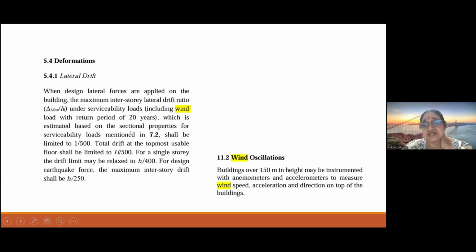Also, IS 16700 says that if the building is over 150 meter in height, then the wind parameters, like wind speed and direction, have to be measured, and even the acceleration at the top of the building and its direction also have to be measured. So that means apart from the wind tunnel model studies, you need some field instrumentation also if the building is over 150 meter. I'm sure that if you do field instrumentation and have data for that building over a period of time, those things will definitely help in refining the codes of practice like IS 875 Part 3 or even this 16700.